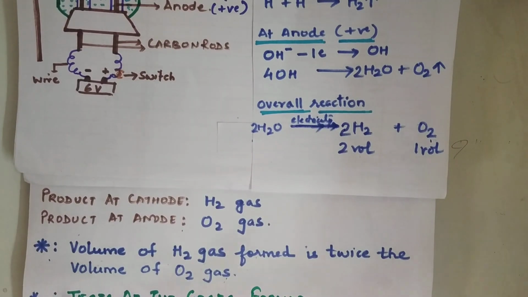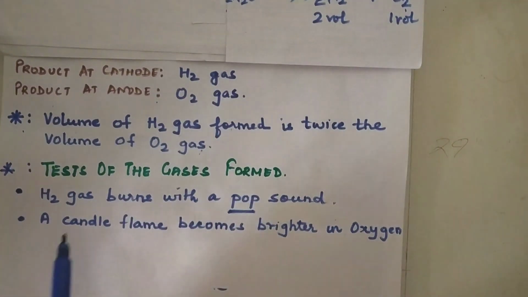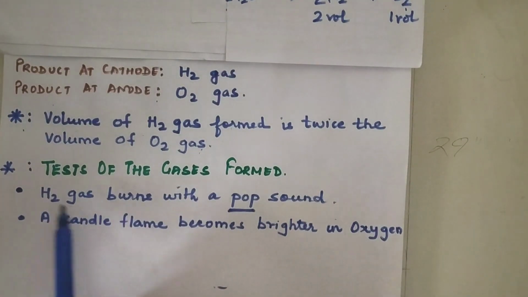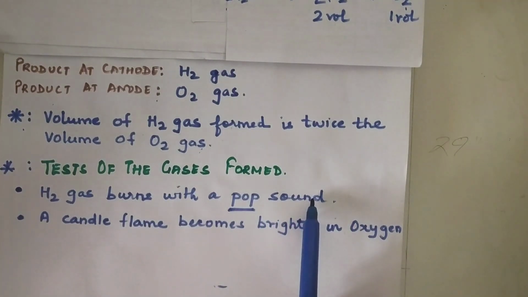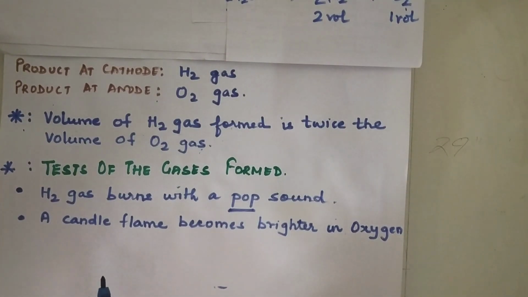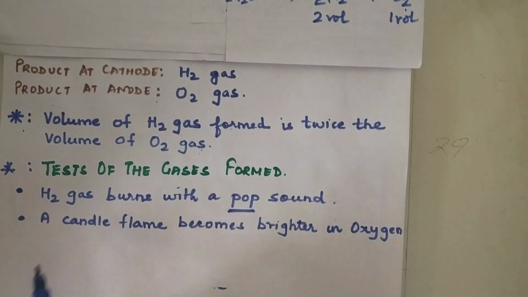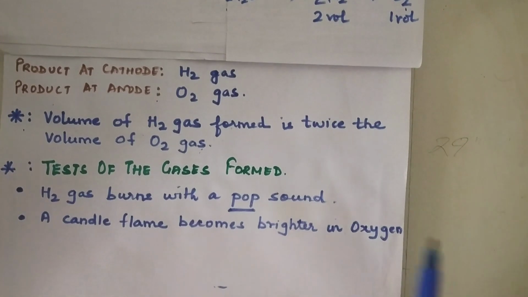Then how will you identify the gases? The test of the gases. How will you test hydrogen? It is tested by its pop sound. When a burning candle or something is brought near hydrogen gas, it burns with a pop sound. It is a combustible gas. And oxygen is a supporter of combustion. So when you bring a burning candle near oxygen gas, it becomes much brighter.